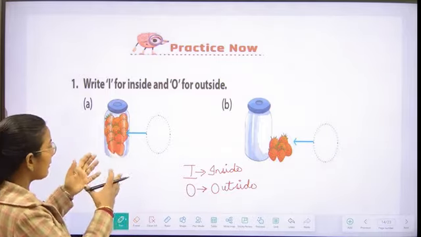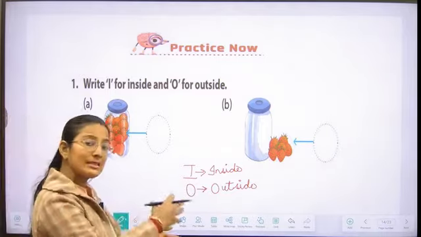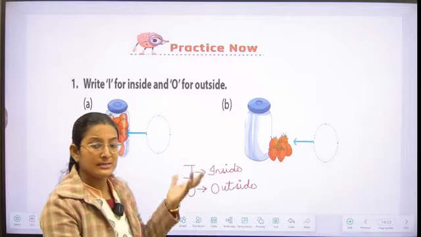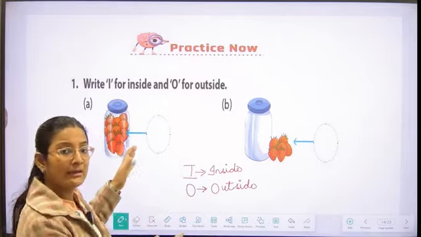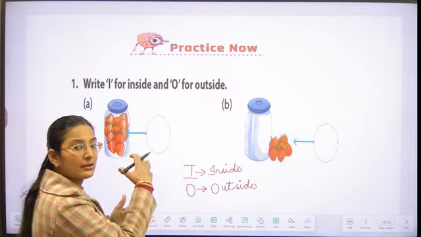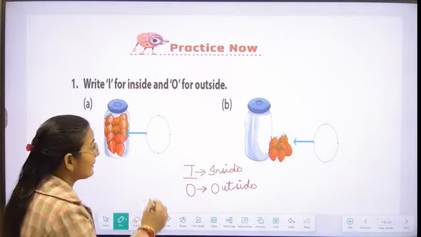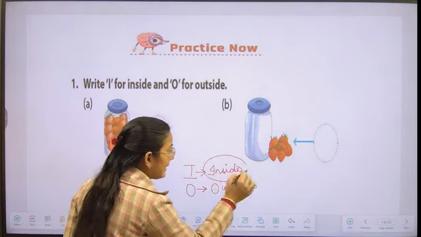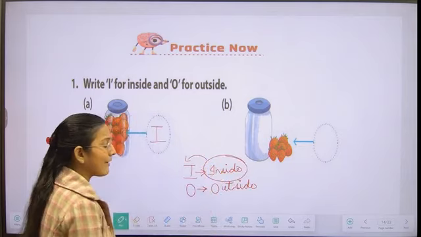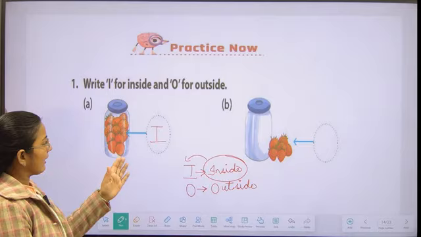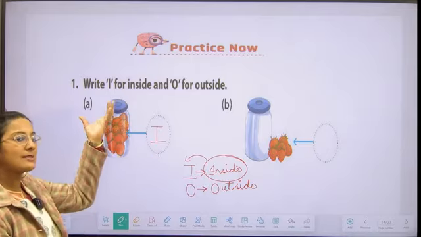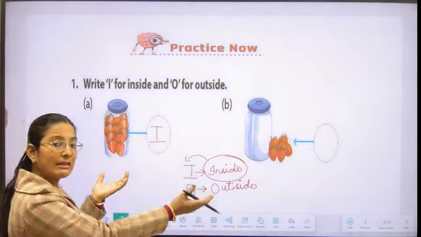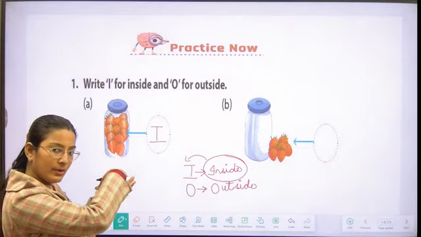What we are doing here? We have kept the strawberries inside the jar. सारी strawberries क्या है? जार के अंदर रखी हुई हैं. So we have to write I. हमें inside के लिए क्या लिखना था? We have to write I for inside. So we have to write I because सारी strawberries कहाँ है? जार के अंदर है. Okay.